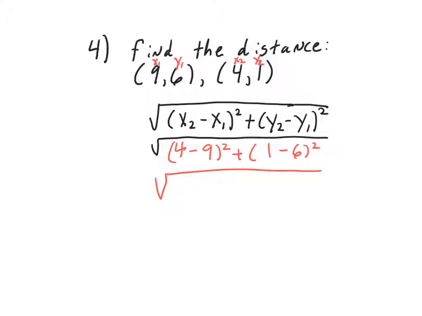And then we'll do the square root. So 4 minus 9 is negative 5, so we get negative 5 squared. Then 1 minus 6 is also negative 5. Okay, and then let's go ahead and do the exponents. So negative 5 squared is negative 5 times negative 5.